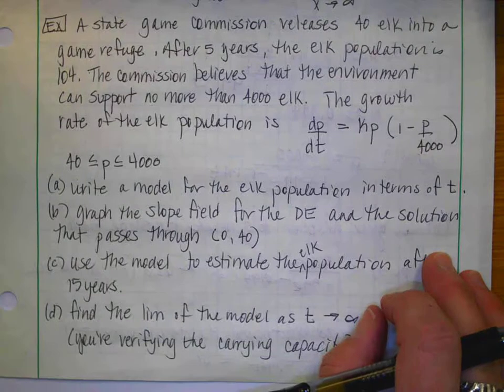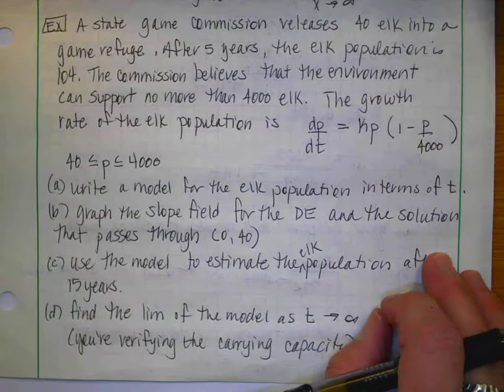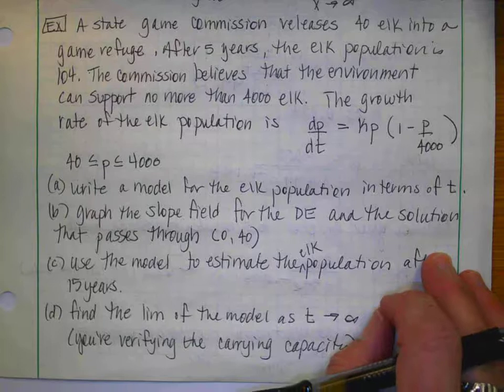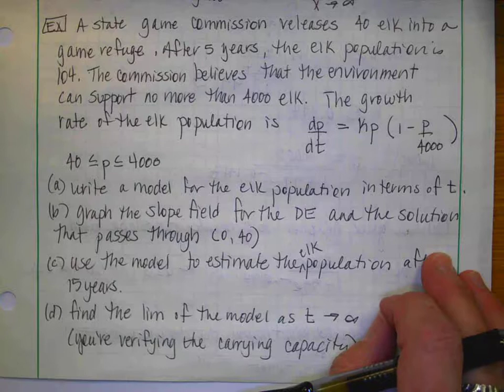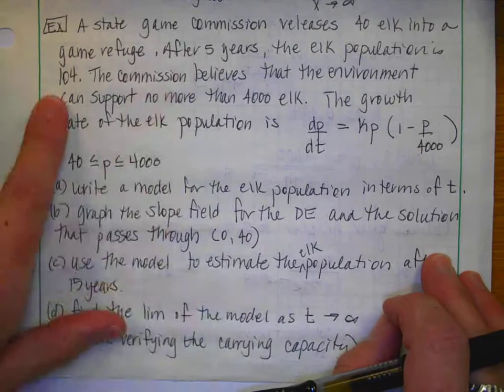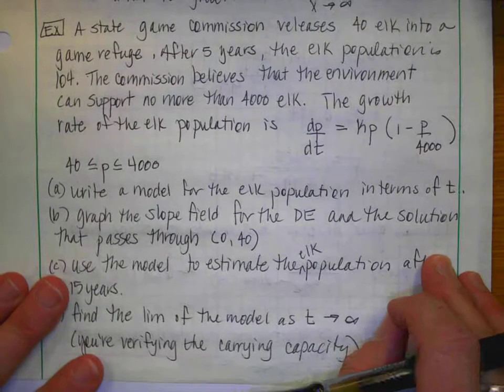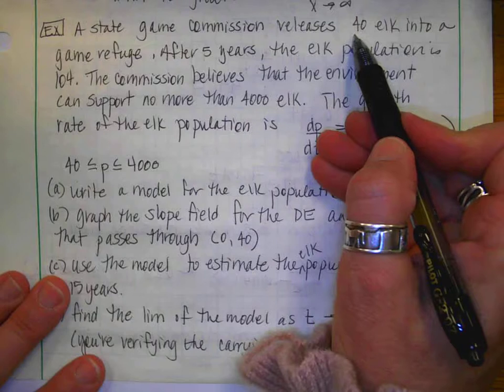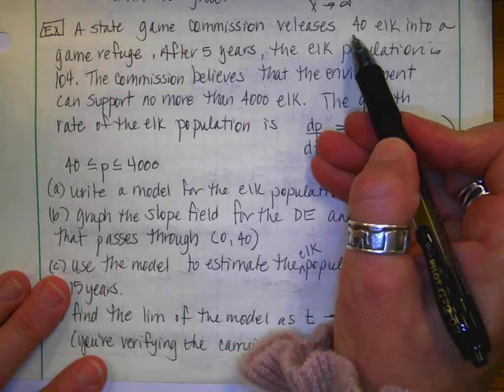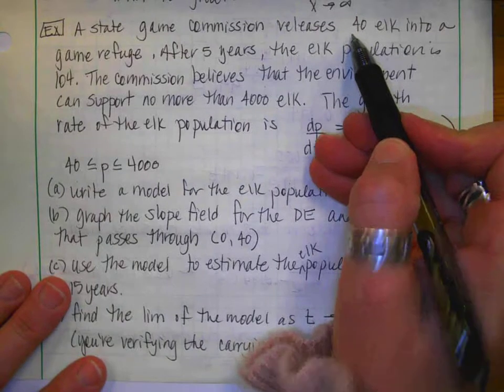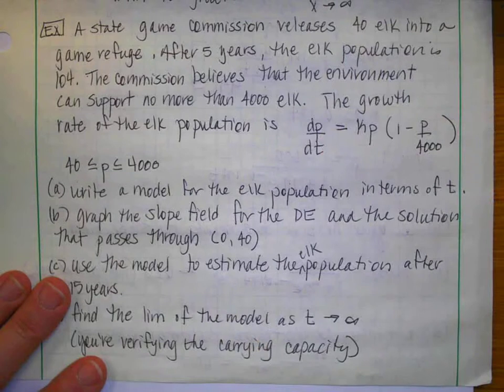So the example that we're going to do says a state game commission releases 40 elk into a game refuge, which is entertaining because we do a lot of elk hunting in Flagstaff. After 5 years, the elk population is 104. Notice this is going to be a data point, so I'm going to have 5 and 104. And then I'm also going to have a data point 0 and 40, because at time equal to 0, they release 40 into the game refuge. The commission believes that the environment can support no more than 4,000 elk. That's going to be your L, or your limit to growth.